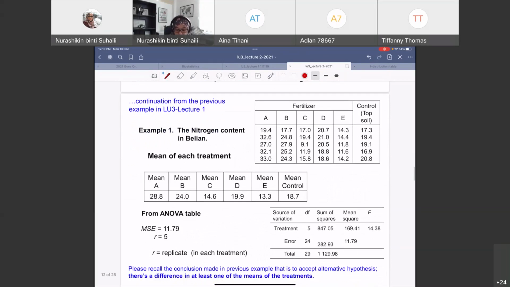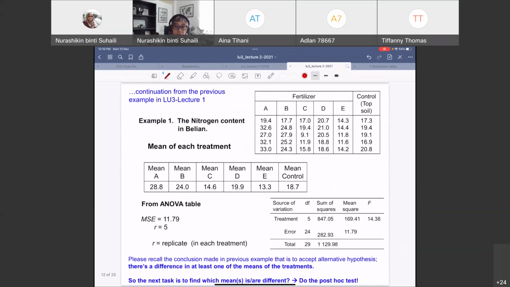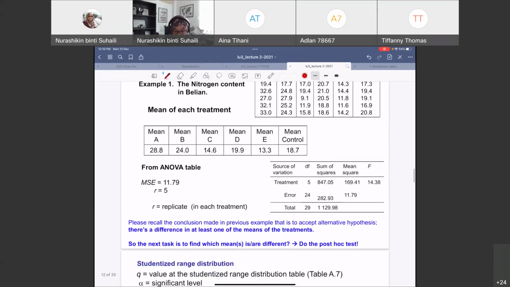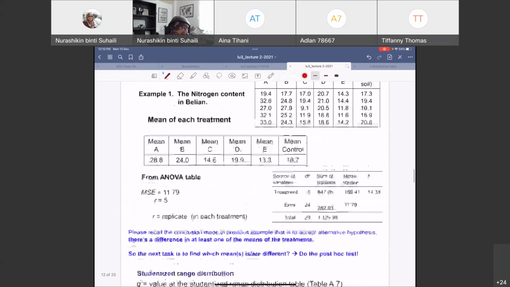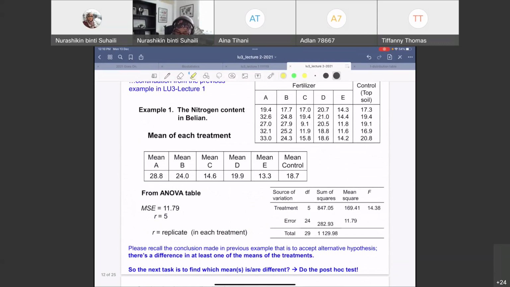Okay, so we are referring to the same example. Remember we were talking about the fertilizer and the control, right? And we are done with the ANOVA steps, and our conclusion just now is that we accept the alternative hypothesis. Assuming that we have solved the ANOVA earlier. But in a real situation, you have to start from ANOVA, from all the steps in lecture 1 or part 1. Accepting the alternative hypothesis means that there is a difference in at least one of the means of the treatments.